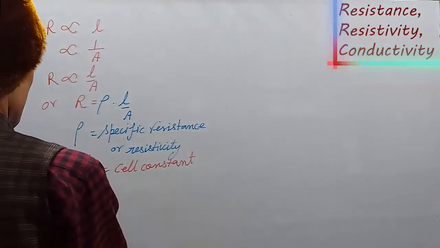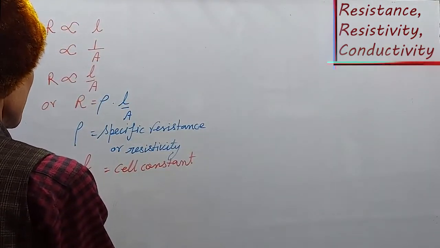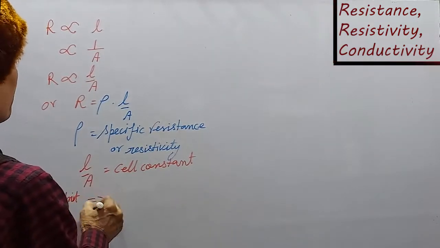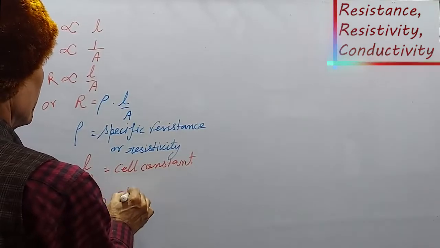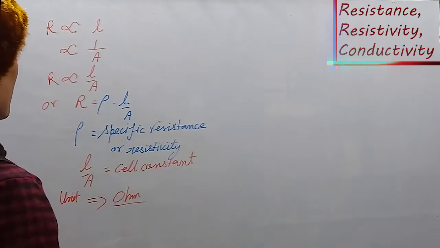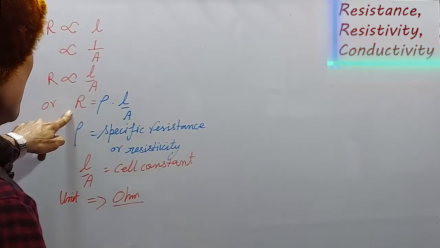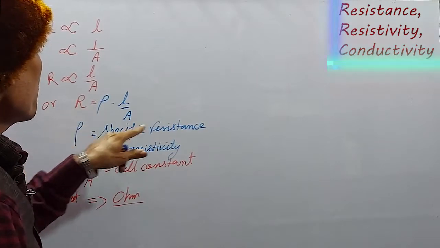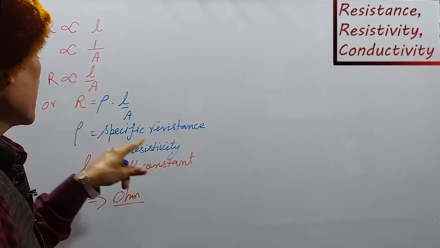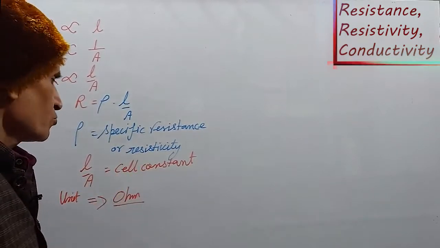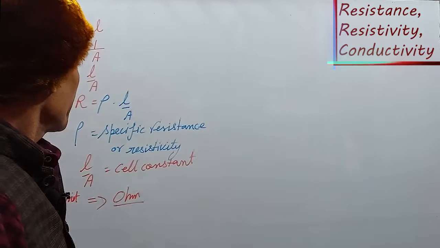Now, unit of resistance is ohm. Unit of this resistance is ohm, and this proportionality constant is called specific resistance or resistivity. L by A is called cell constant. Do not forget.